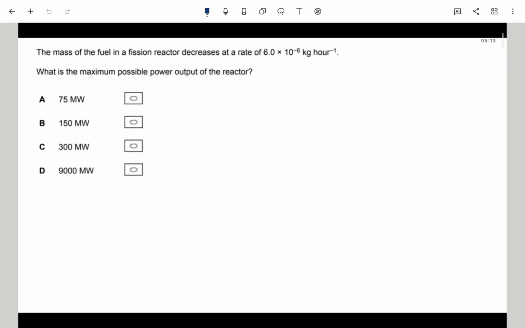Right, we'll do a couple more of these for some more practice. So as you can see, it's basically a recycled question with different numbers. So this should be really straightforward for you. So this time we've got 6 times 10 to the minus 6 kilograms per hour. And again, we want power output.